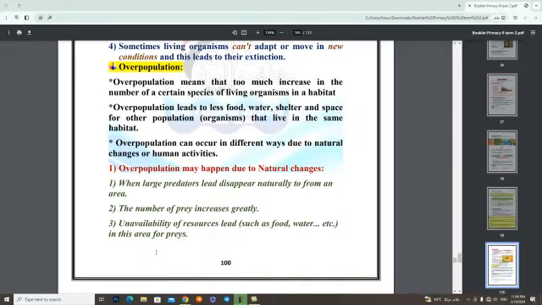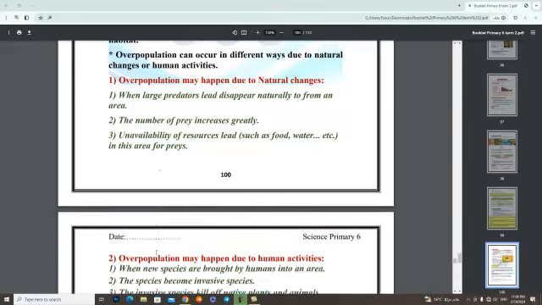Number 1, overpopulation may happen due to natural changes, such as when a large predator disappears naturally from an area, the number of prey increases greatly, and resources such as food, water, etc. become unavailable in this area for prey.